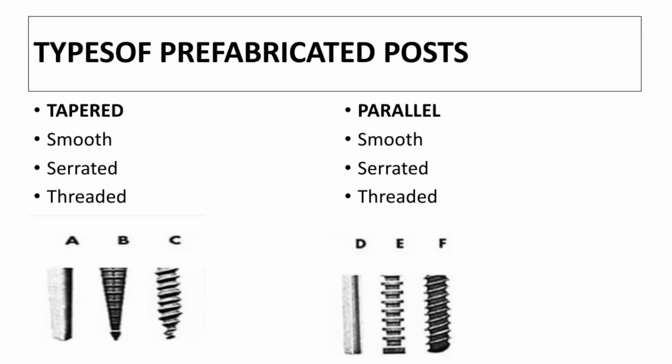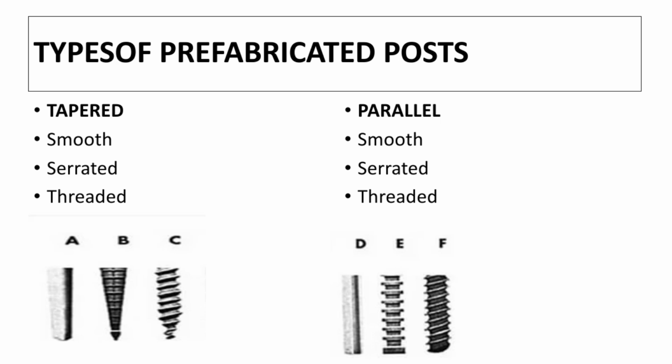Next, these are also the types of prefabricated posts on the basis of design. One is tapered, and they can be smooth, serrated, and threaded. We can see A is smooth, B is serrated, and C is threaded. There is also the parallel design, which has the same different types, like smooth, but their walls are parallel. We can easily see that D is a smooth parallel post, E is a smooth parallel serrated post, and F is a parallel threaded post. The difference between tapered and parallel is because of their walls.